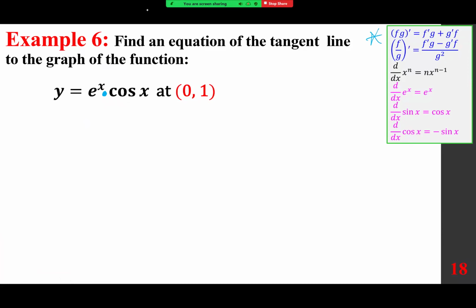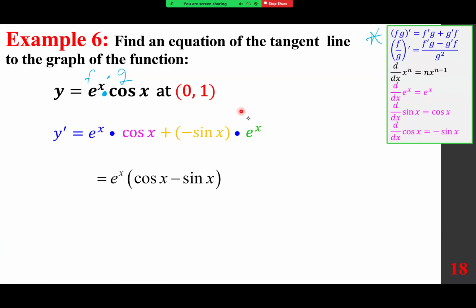I'm going to call this the f function, this one the g function, and so we need f prime, which is e to the power of x, times g, which is cosine x, plus g prime, the derivative of cosine, which is negative sine x, times f, which is e to the power of x. We factor out e to the power of x.